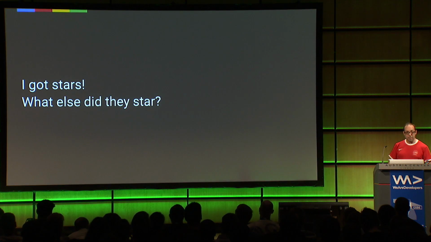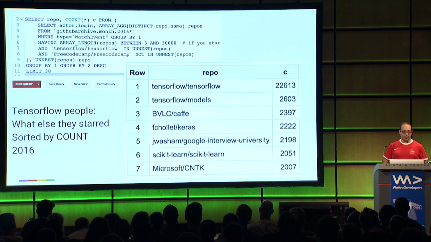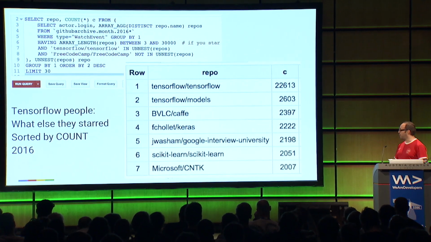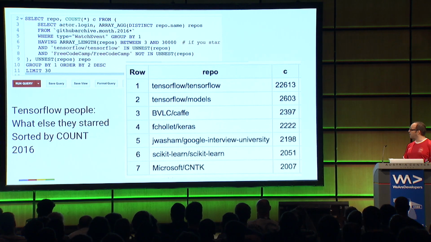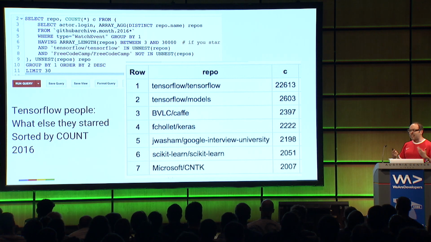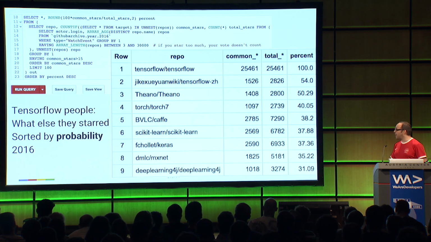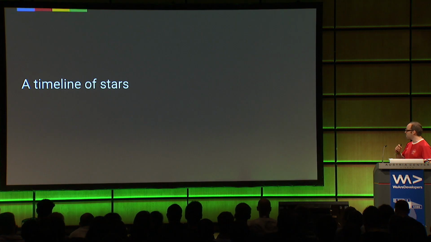Now, by looking at stars, you can find other different things. For example, TensorFlow people. If you star TensorFlow, what else did you star? And you get these other popular machine learning projects. Pretty interesting. You can also run a ranking instead of just counting stars. You can look at probability of having the other stars. The rank is different, and it gives you other projects more related to TensorFlow. And you can do this for any project you are interested in.